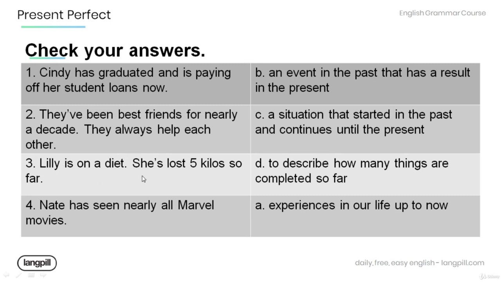Lily is on a diet. She's lost 5 kilos so far. This is to describe how many things are completed so far. Nate has seen nearly all Marvel movies. This is an experience in our life up to now.